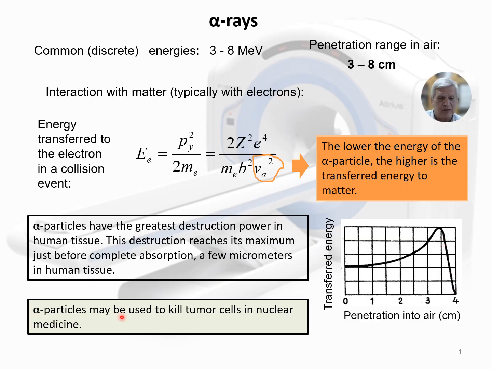Alpha particles may be used to kill tumor cells in nuclear medicine, because the alpha particles are extremely destructive, and as you see, the penetration range is a few micrometers. So if you can target very well, the medical doctor can send the alpha emitter to the appropriate place, then the tissue can be destroyed in a very, very small vicinity. So this may be a very good tool in the hand of a medical doctor in therapy, first of all.